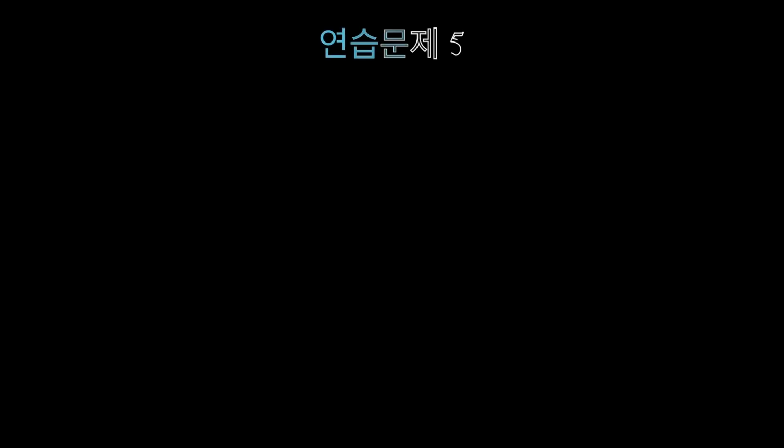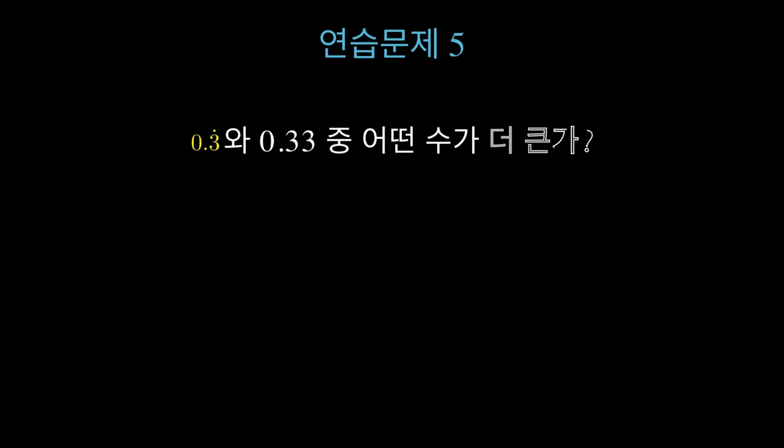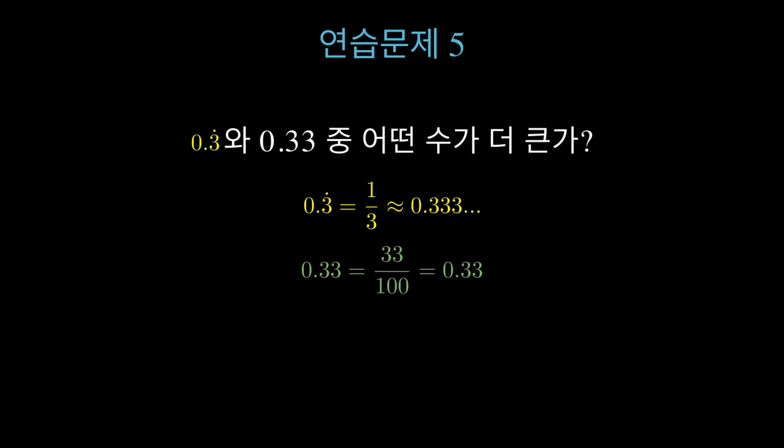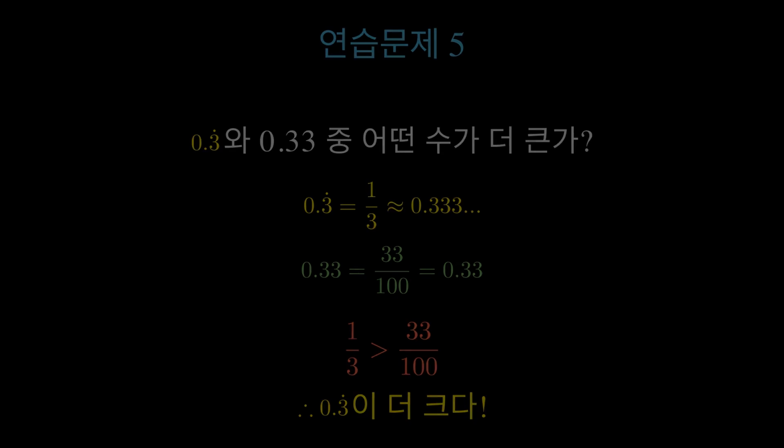Practice problem 5. Which number is larger, 0.3 recurring or 0.33? They might look similar at first glance, but writing them out makes it clear. 0.3 recurring is 0.33333, and so on, meaning its thousandths digit is 3. On the other hand, 0.33 terminates, so its thousandths digit is 0, making it 0.33000, and so on. Since 3 is greater than 0 in the third decimal place, 0.3 recurring is larger.